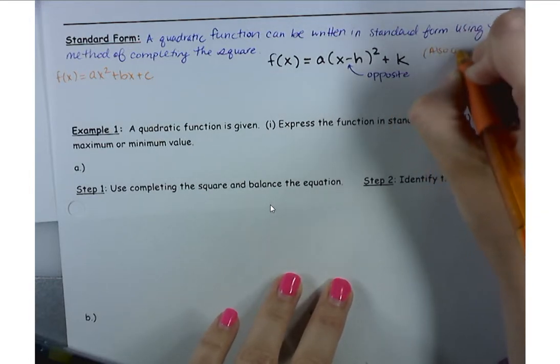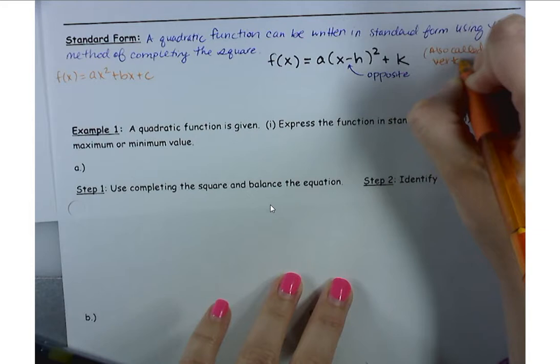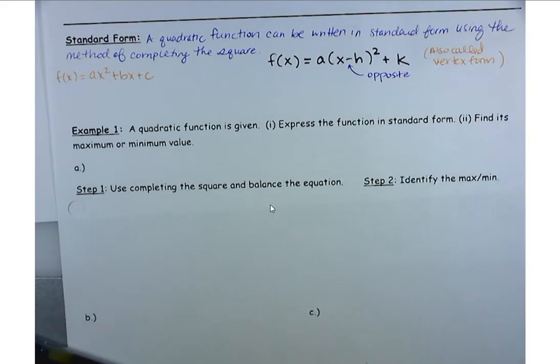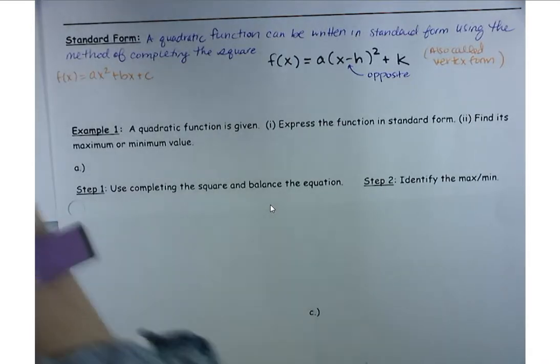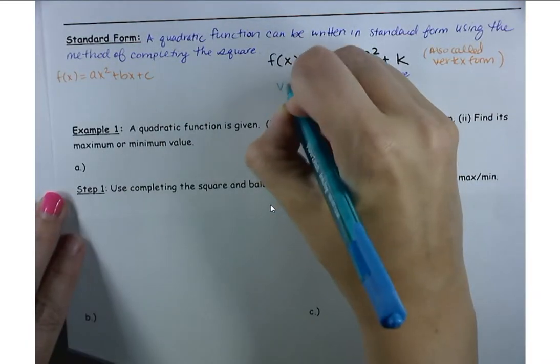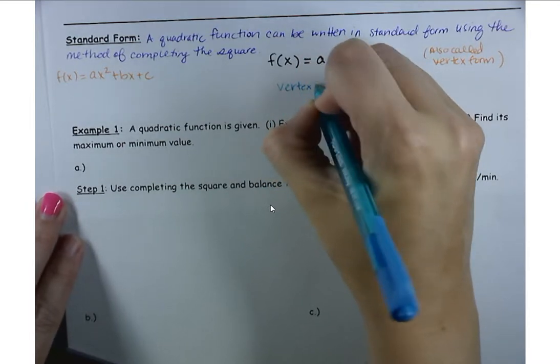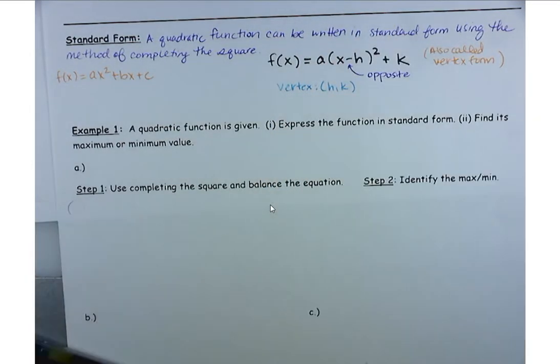Okay, so this is also called vertex form. Why is it called vertex form? Because it's an H and K vertex. Yeah, because you can just look at the equation and you can pick out the vertex directly from there. So your vertex here is going to be HK, and also the min or max. Isn't it also the min or max? Yes. Okay, so your vertex is going to be HK.